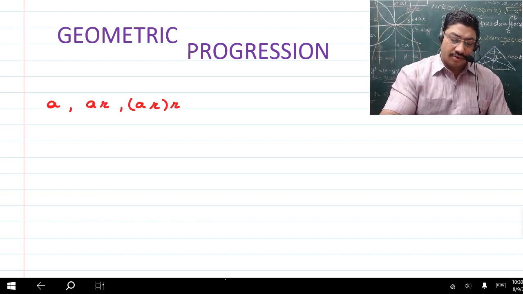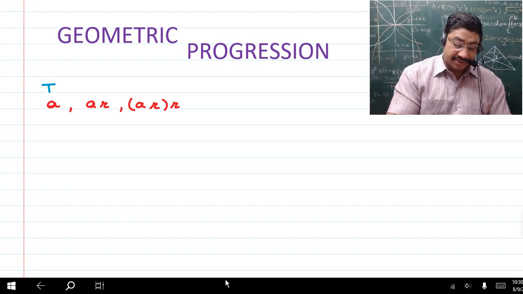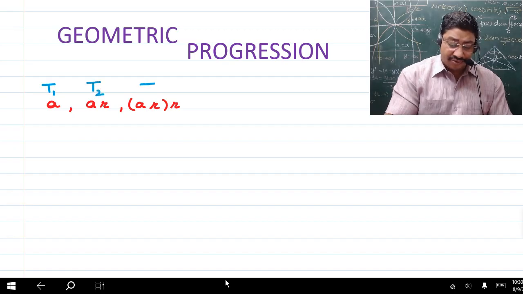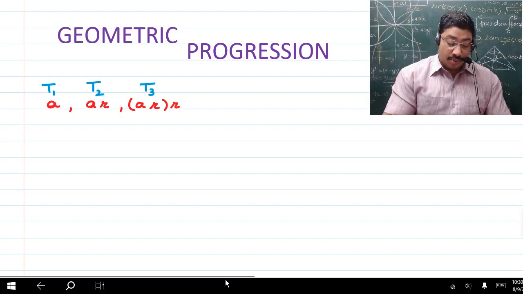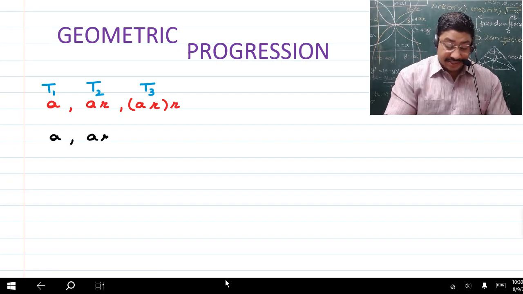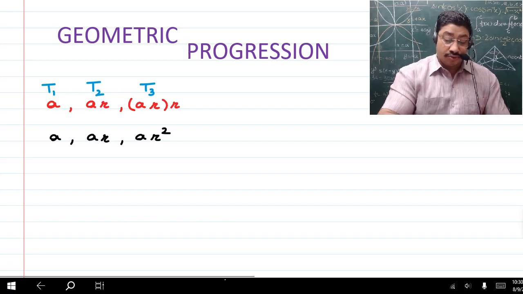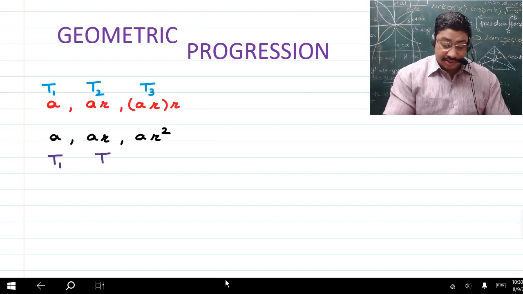Now children, if we look up here, you have this to be the first term, this to be the second term, and this to be the third term. Let's refine this. When we refine this, we get the first term to be a, the second term is ar, and the third term becomes equal to ar square, right? As we know that here we have the first term, the second term, and the third term.